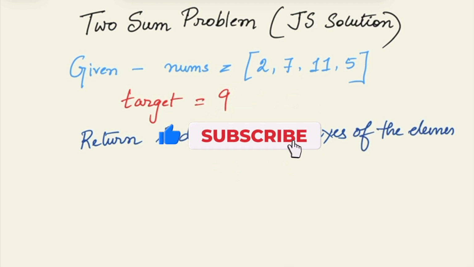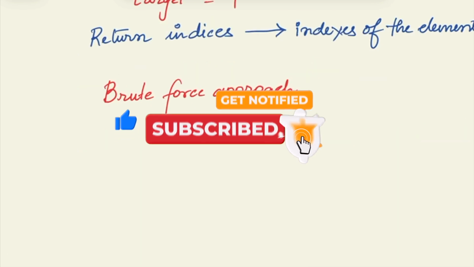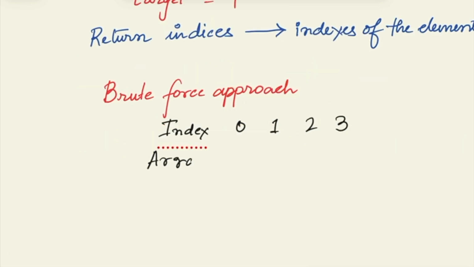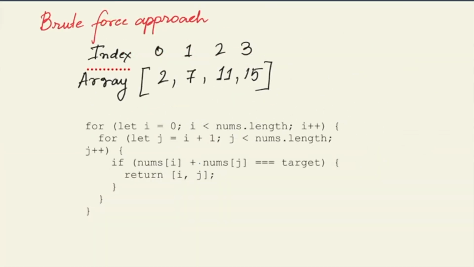The two-sum problem gives you an array and a target, and you need to return the indexes. So first we'll go with the brute force approach. Here we are going to take up two loops.